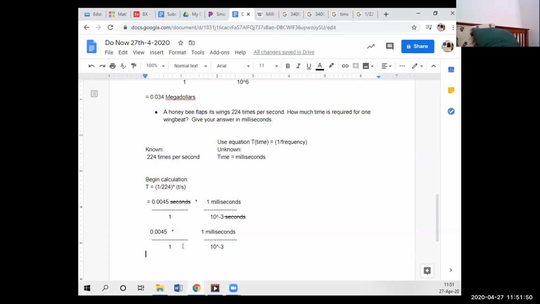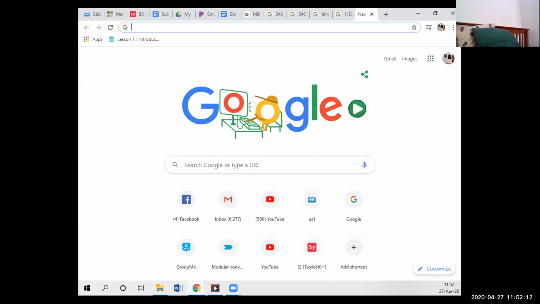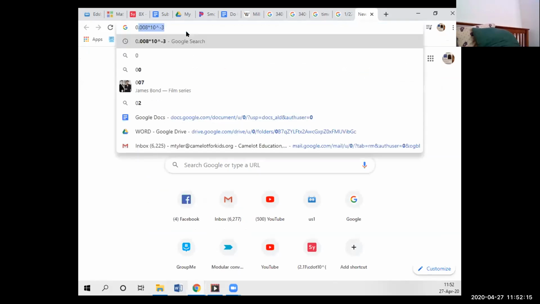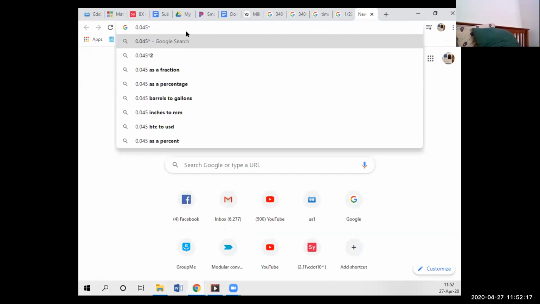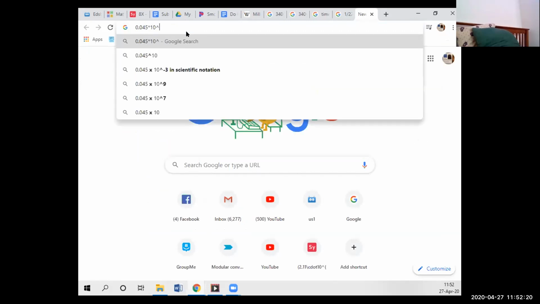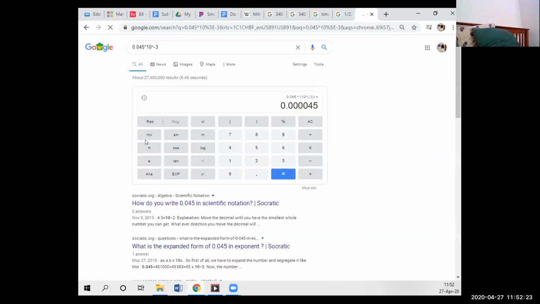There we go. So what does that mean? That goes away. This is where it multiplies. All right, so what is that? That's 0.0045. It's going to be divided by this 10 to the negative 3. So we come here to our calculator. And again, that's going to be 0.045 multiplied by 10 to the negative 3rd power. And we have this, okay?